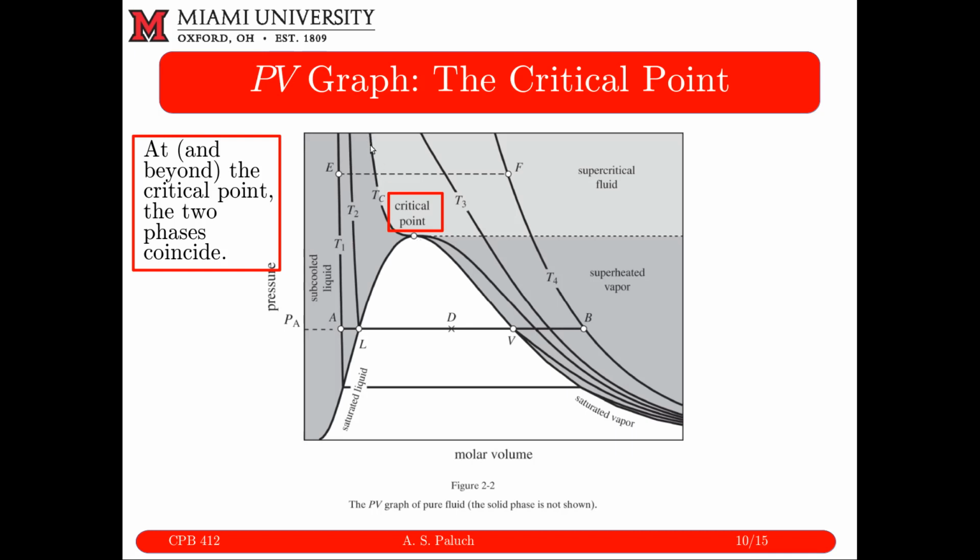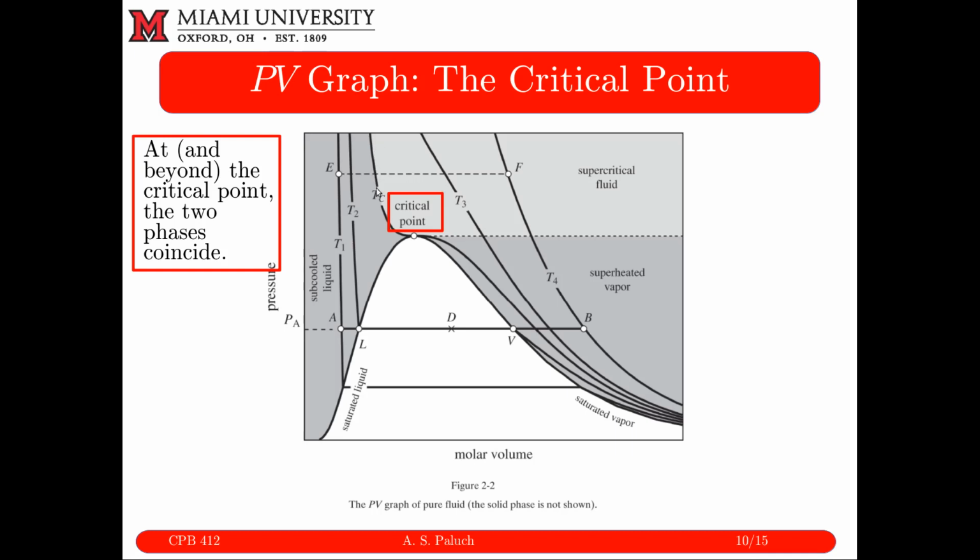My isotherm goes through an inflection point at this point, and in terms of my dome, my liquid and vapor arms become a single point. So if I'm at pressures and temperatures above this critical point, we can only have a single phase. Beyond the critical point, two-phase coexistence is no longer possible.